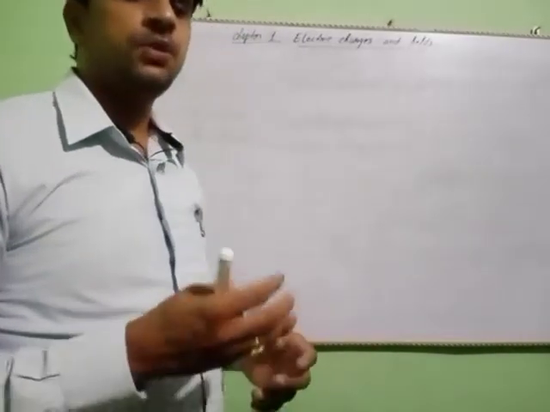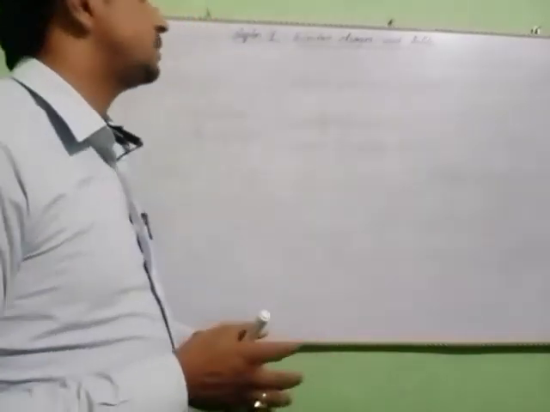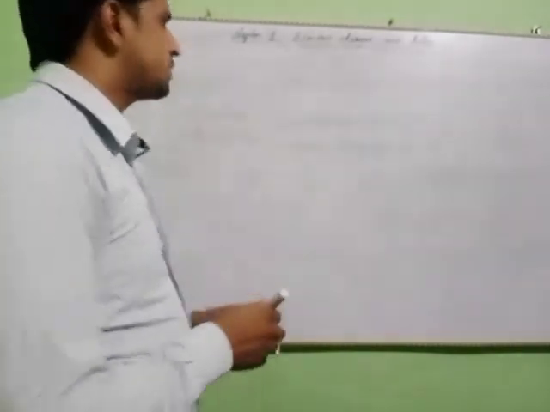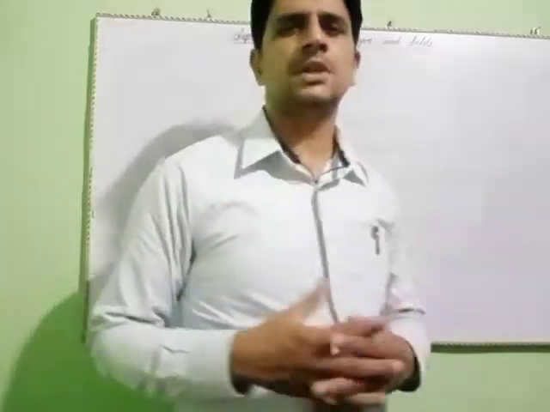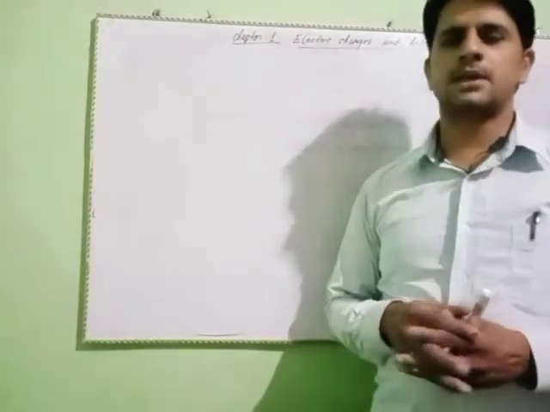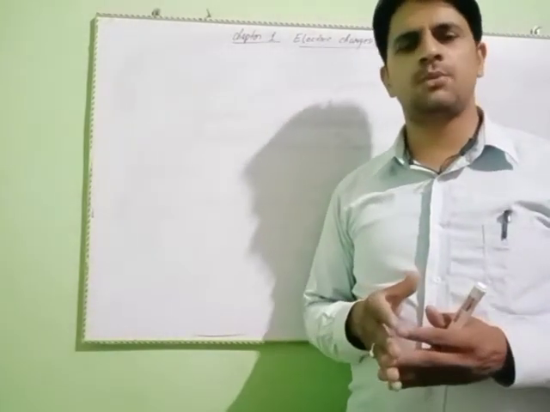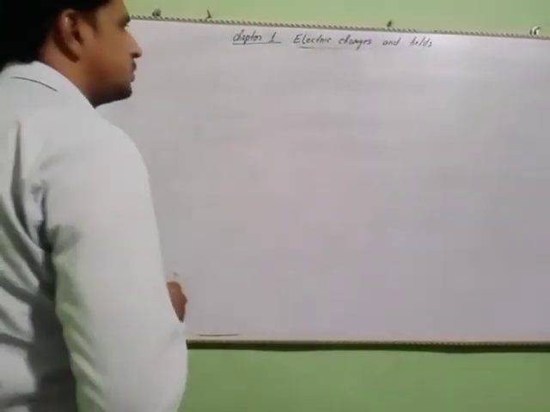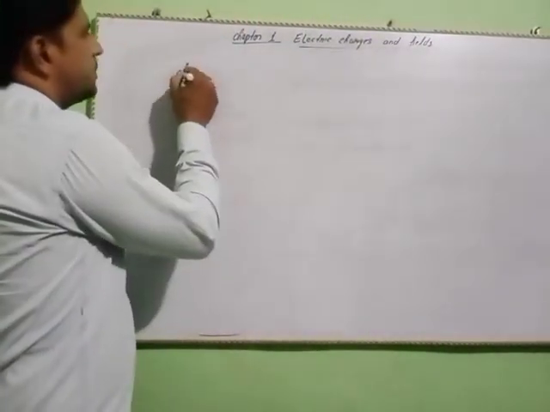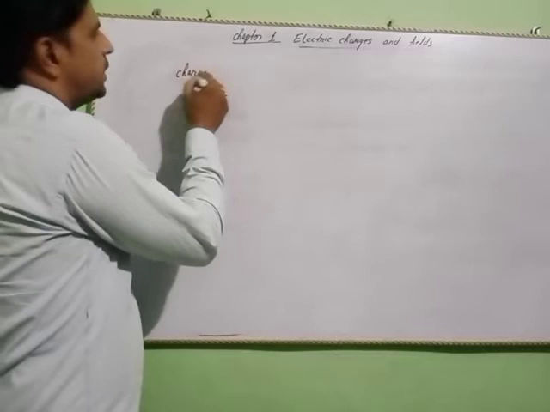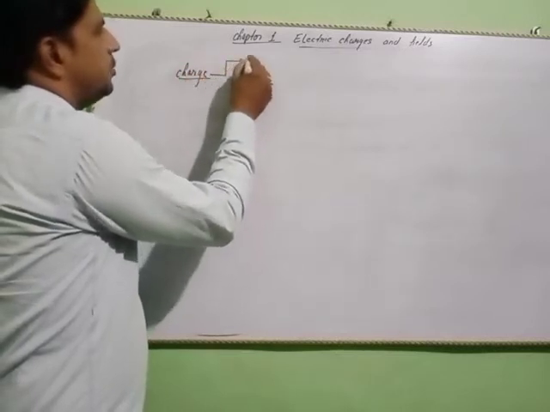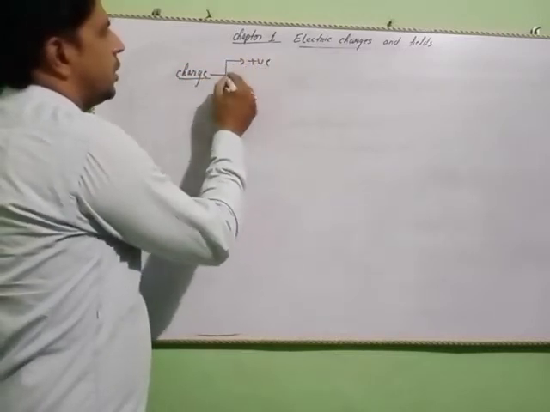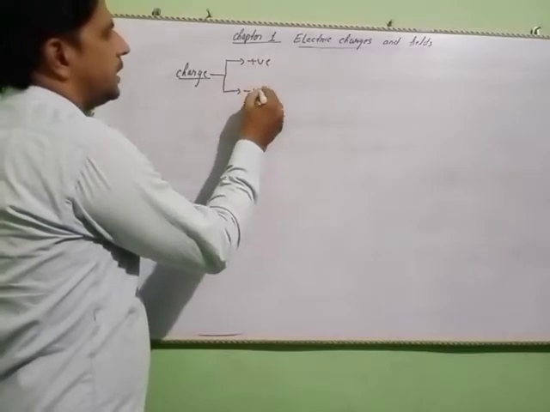As I have sent you the notes, in the notes you might have studied what electric charges are. Charges are actually an intrinsic property of matter. For example, matter has a mass, in the same way it has charge also. A matter can have two types of charges, either a positive charge or a negative charge.